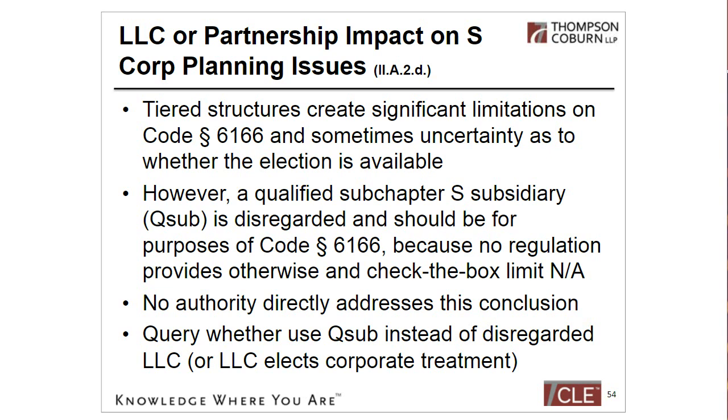But if you have a single member LLC as your subsidiary, it's not a Q sub. It's not under those rules. It's under the check the box rules. So I do like having single member LLC subsidiaries for reasons relating to S qualification that are a little bit beyond the scope of this course. But there is a disadvantage for 6166, in that the disregarded LLC could be considered to be a tiered structure, whereas the Q sub would not. So there's kind of a pro and con to that.